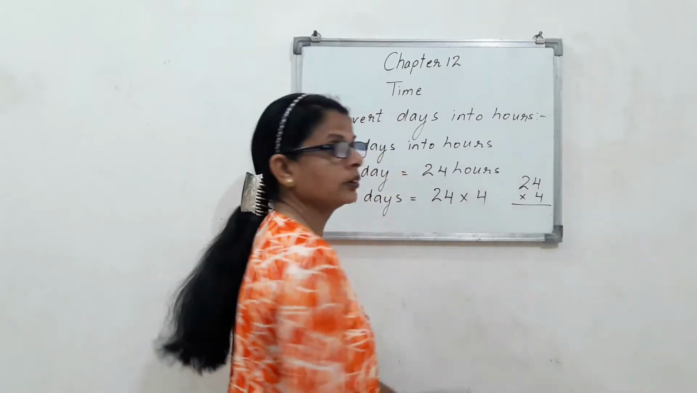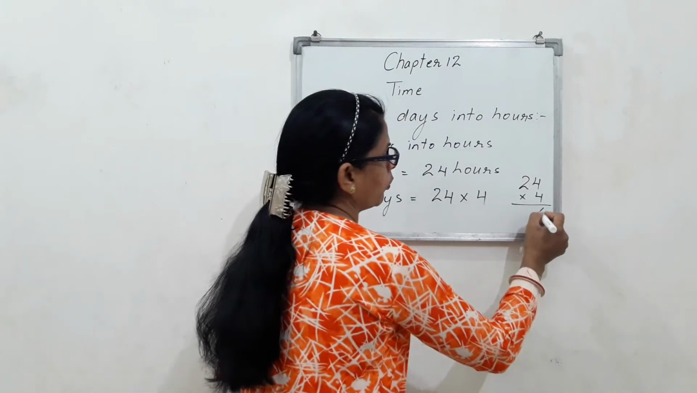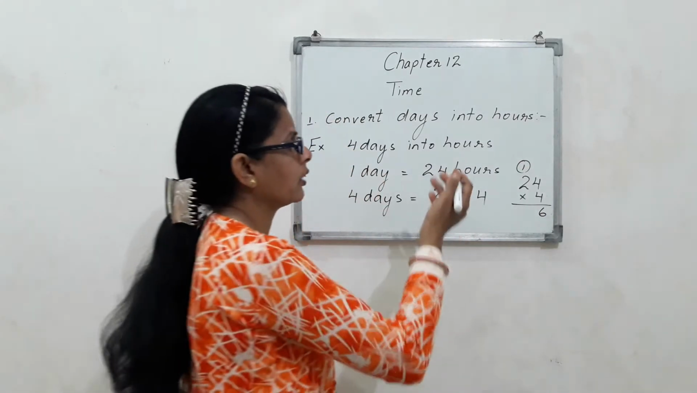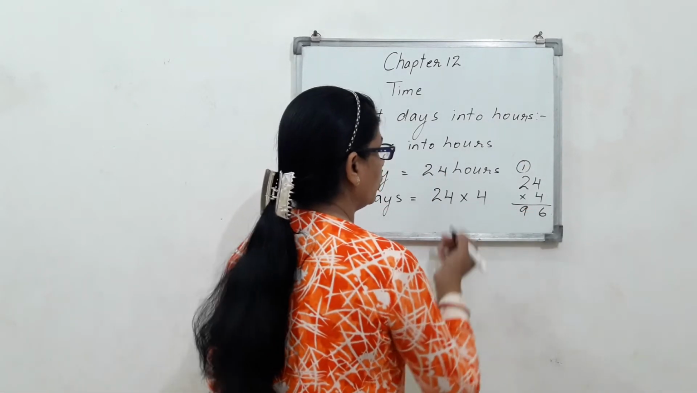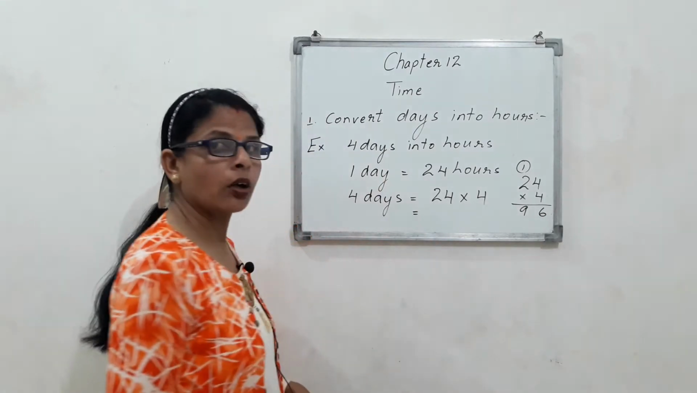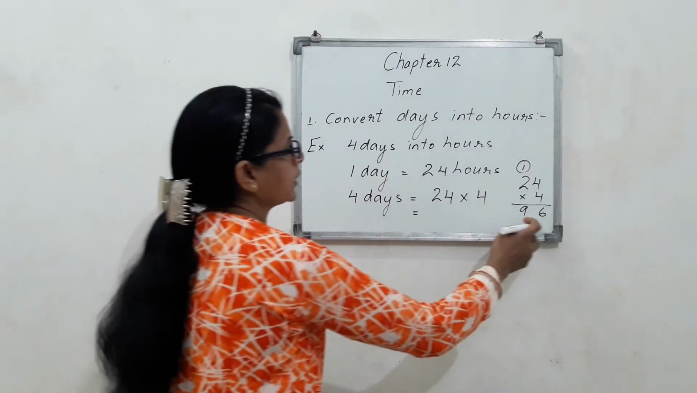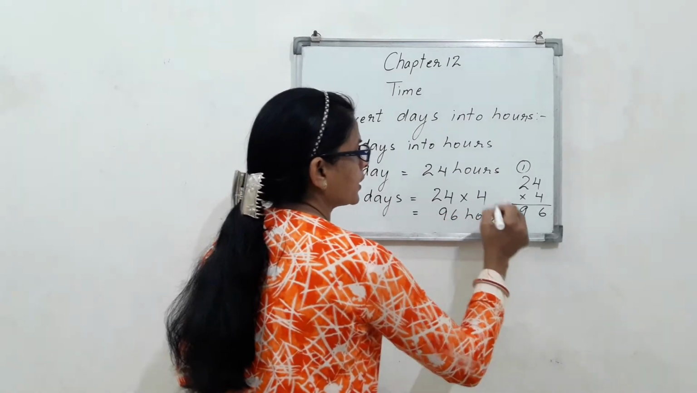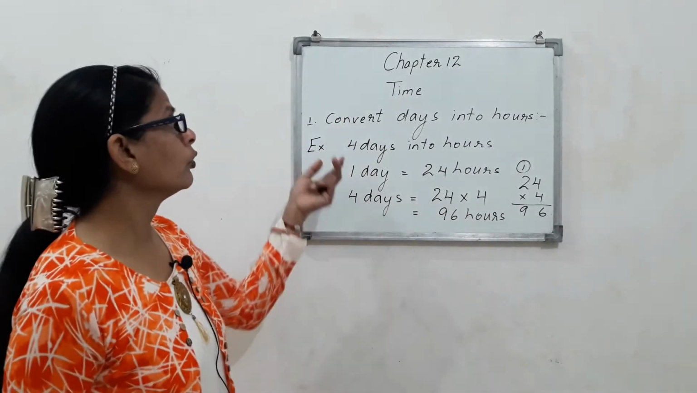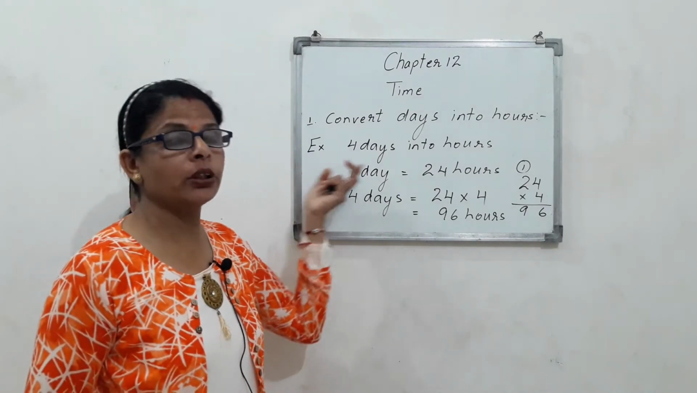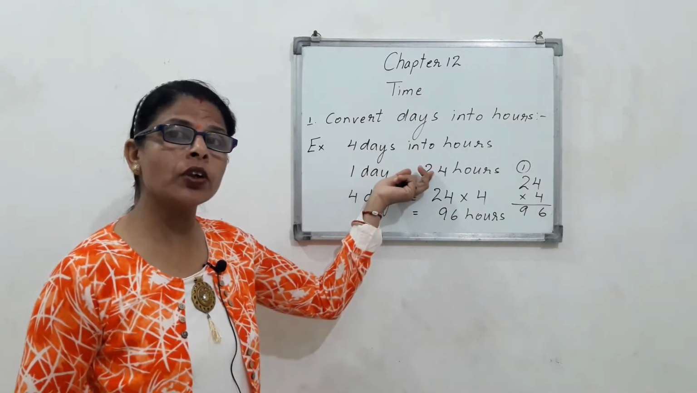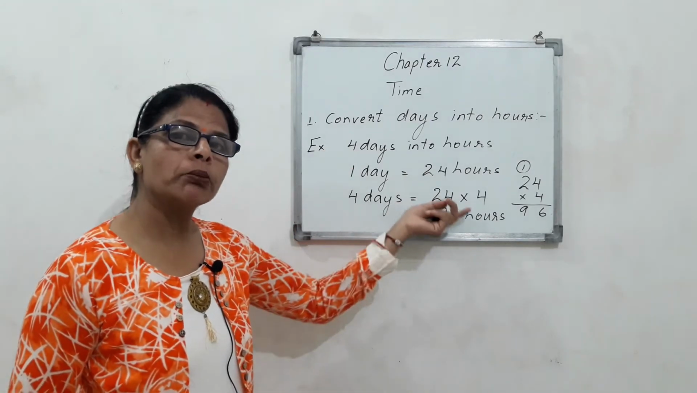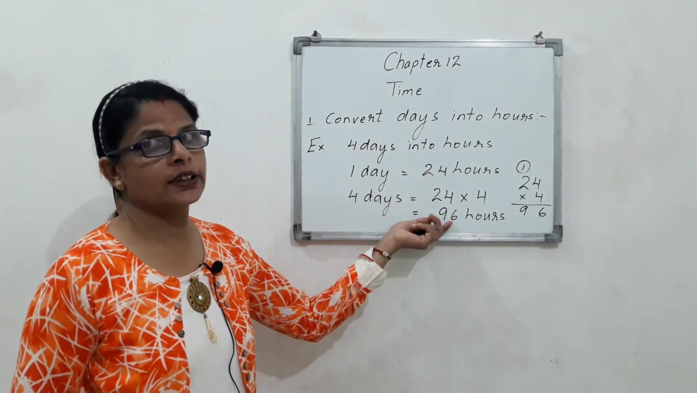4 4s are 16. 6. 1 will be carried over to 2. 4 2s are 8. 8 and 1, 9. So, in 4 days, how many hours will be there? 96 hours. So, first we have to see in one day how many hours are there. In one day there are 24 hours. So, in 4 days, 24 multiplied by 4, we will get 96 hours.